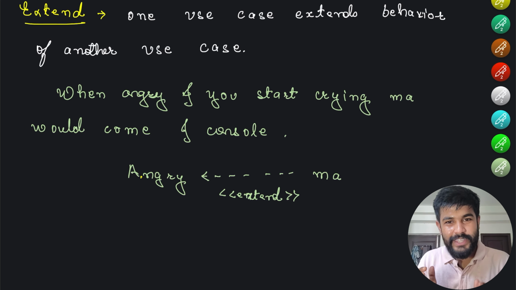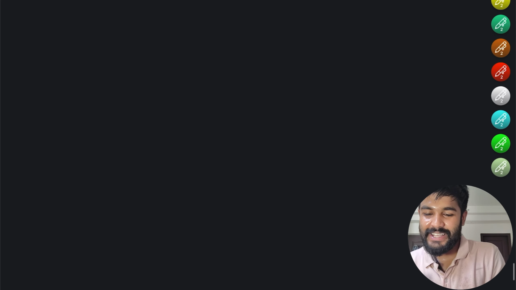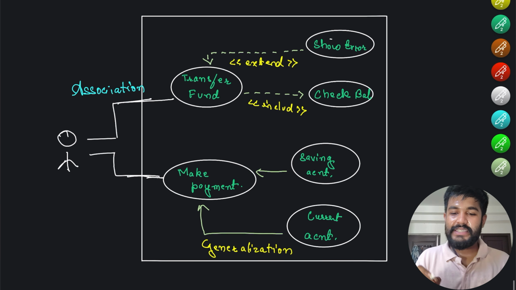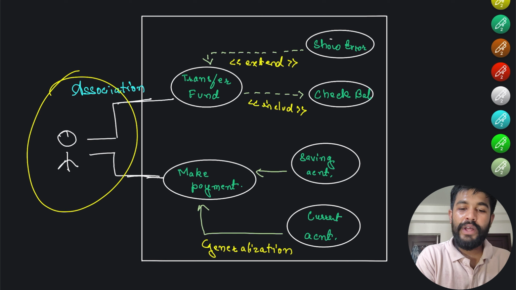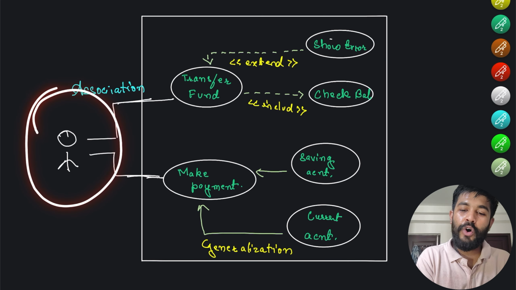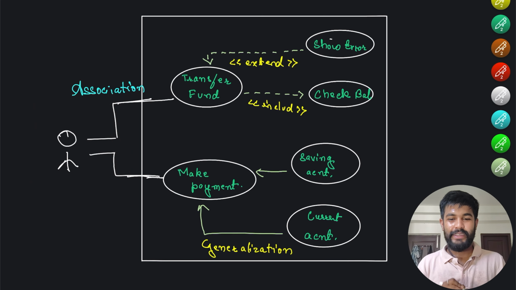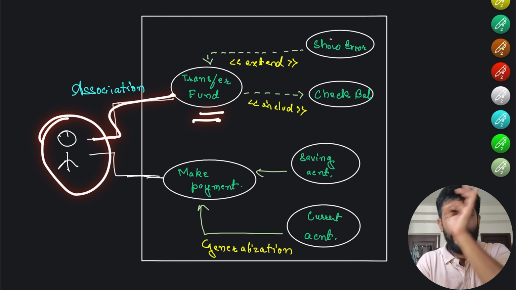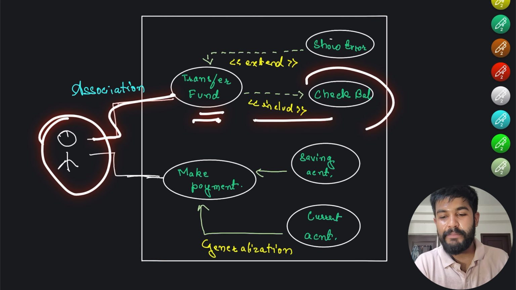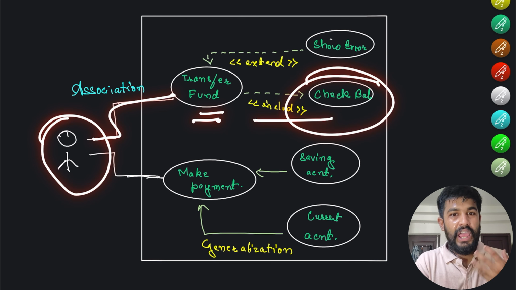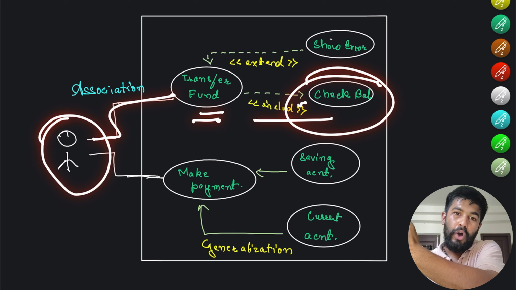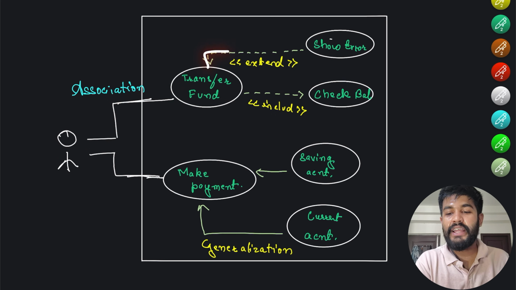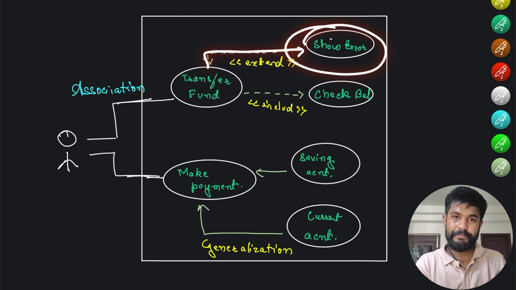Let us put all of this to use. If you observe, one thing to note is that the actors are always kept outside the system. Here, this is just making a payment in a bank. This is an actor who would initiate the transfer of funds, and it includes the use case of checking the balance. If the other account is blocked from where I want to transfer, then this would extend and show an error.